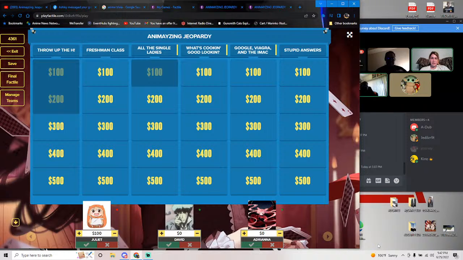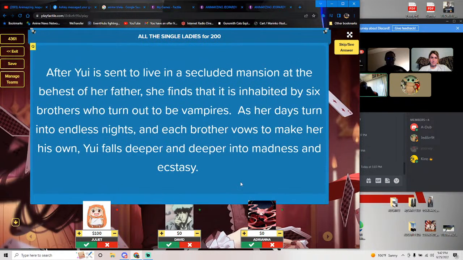Okay, let's do same category for 200. After Yui is sent to live in a secluded mansion at the behest of her father, she finds that it's inhabited by 6 brothers who turn out to be vampires. As her days turn into endless nights, and each brother vows to make her his own, Yui falls deeper and deeper into madness and ecstasy. Adriana. What is Diabolic Lovers?